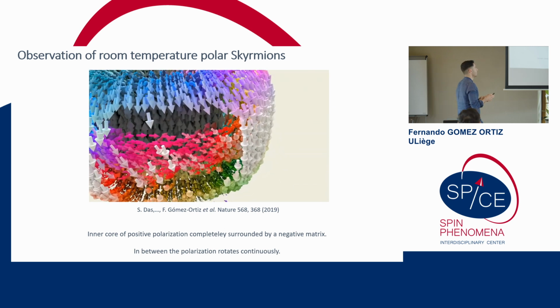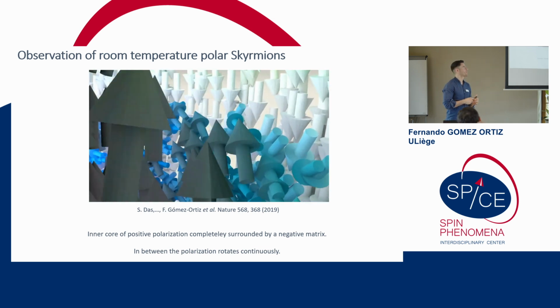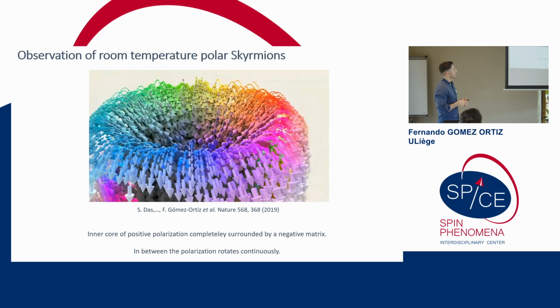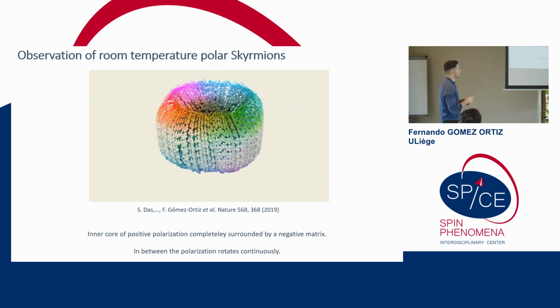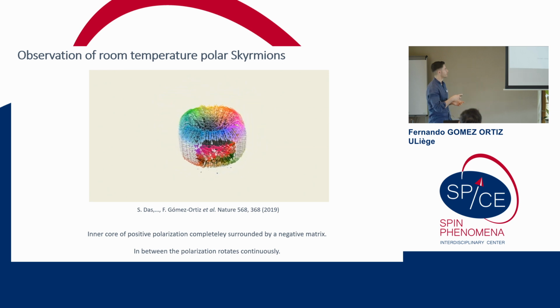so fingers crossed for the video. Yes, it works. So we have an inner core where the polarization points out, and it's completely surrounded by a matrix of negative polarization. And when the system is relaxed, the polarization in between rotates continuously, forming this structure. So this block pattern continuously translates from the up polarization to the down polarization.